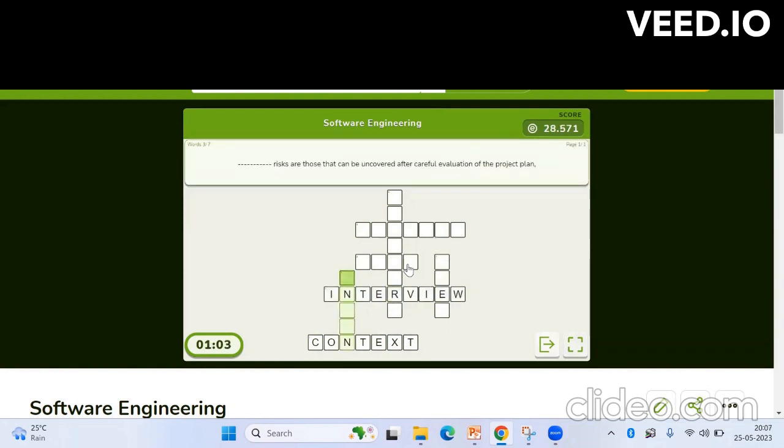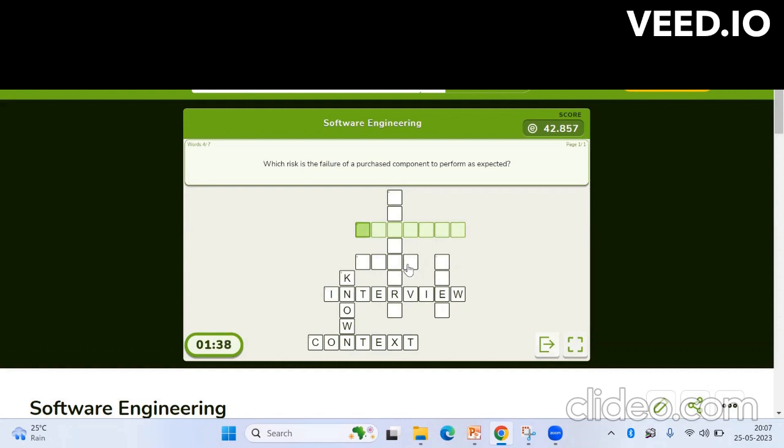And the third question is, dash risk are those that can be uncovered after careful evaluation of the project plan. So there are two types of risk, known risk and unknown risk. So the risk which can be uncovered after careful evaluation is a known risk, which cannot be rectified is an unknown risk. Okay.